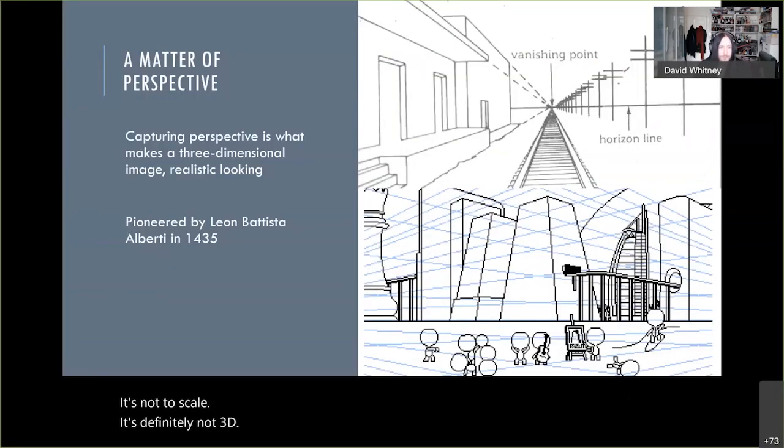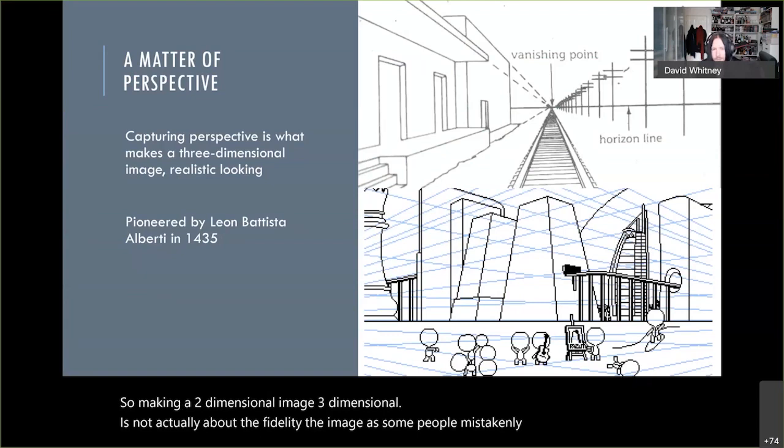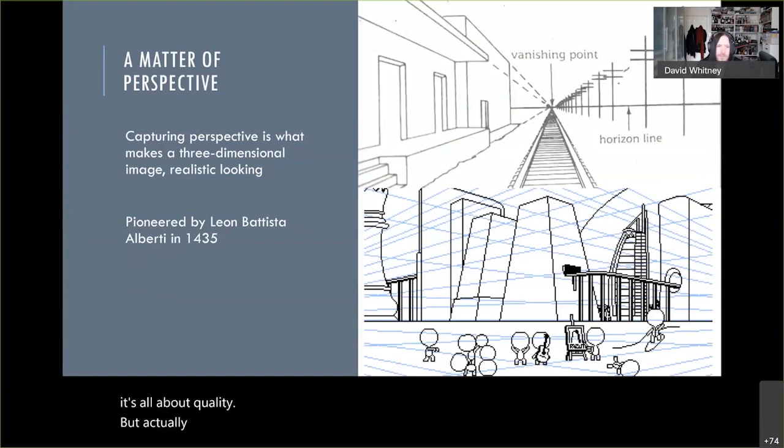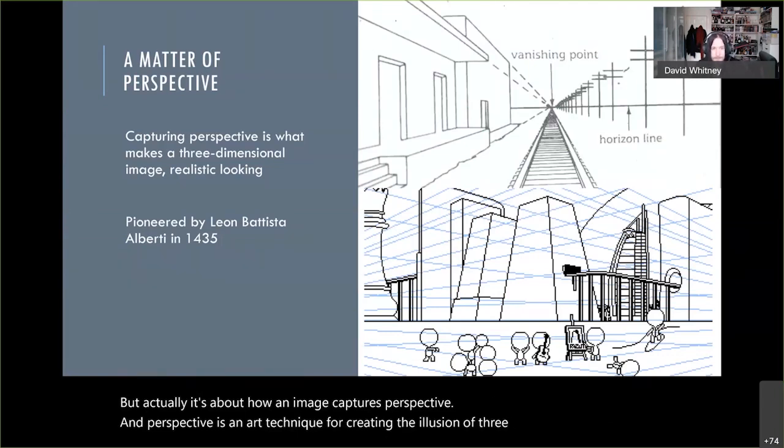It's all really a matter of perspective. So making a two-dimensional image three-dimensional is not actually about the fidelity of the image, as some people mistakenly think. People think that it's all about quality, but actually it's about how an image captures perspective. And perspective is an art technique for creating the illusion of 3D on a 2D surface.